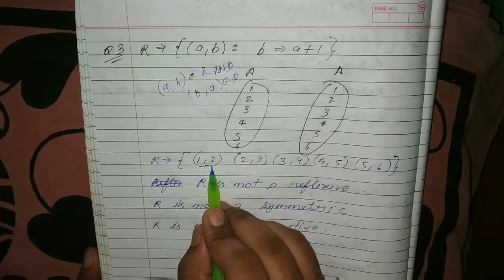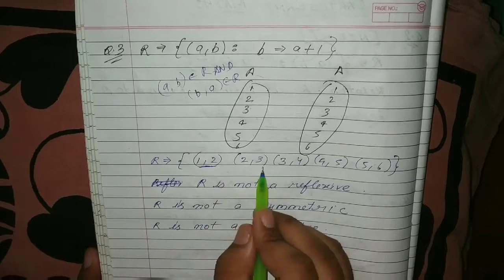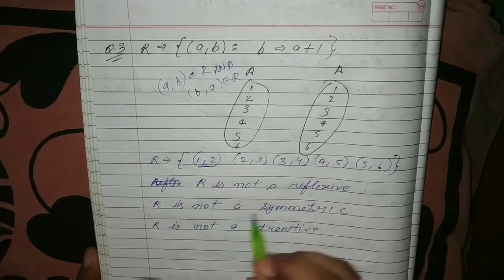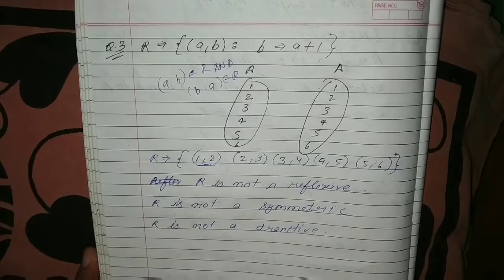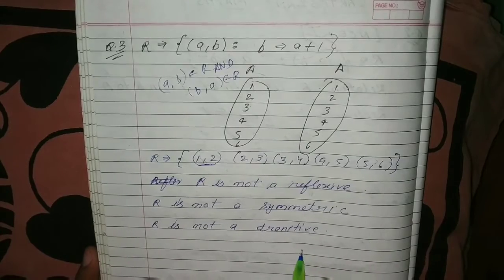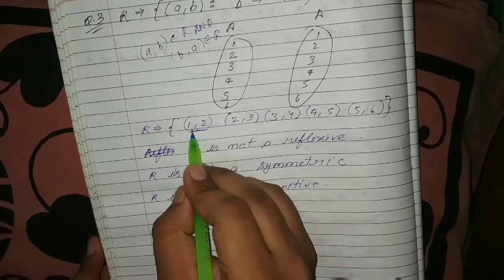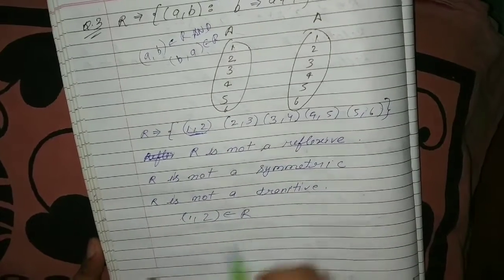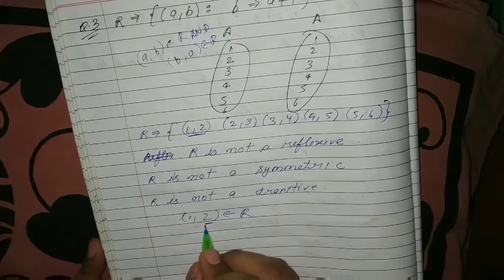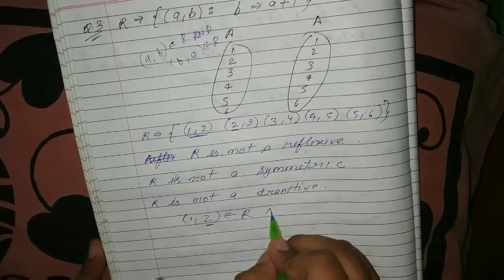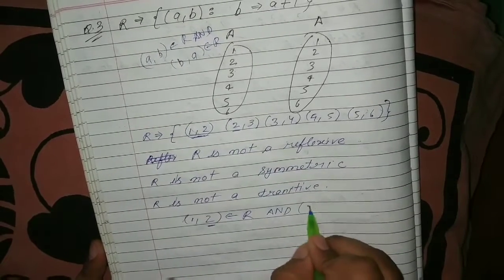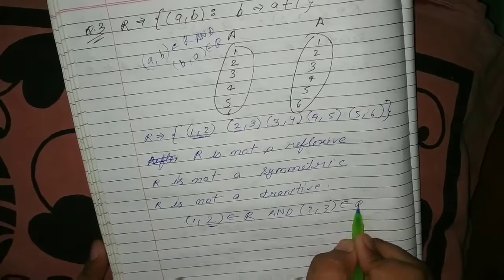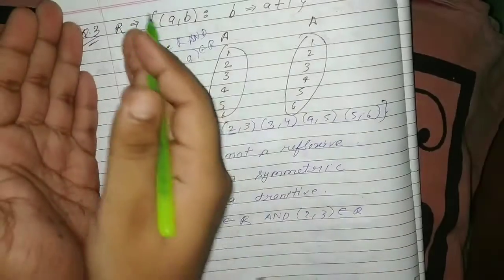1, 2 belongs to R, but 2, 1 does not belong to R, so it is not a symmetric relation. Now similarly we are going to check transitivity. We can see 1, 2 belongs to relation R, and this 2 is matching with this, and 2, 3 belongs to relation R.